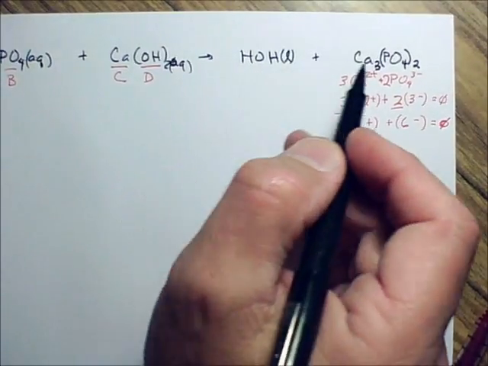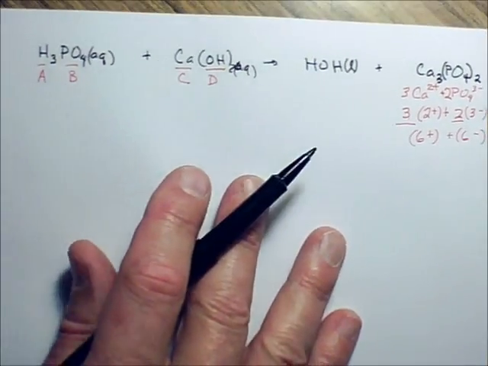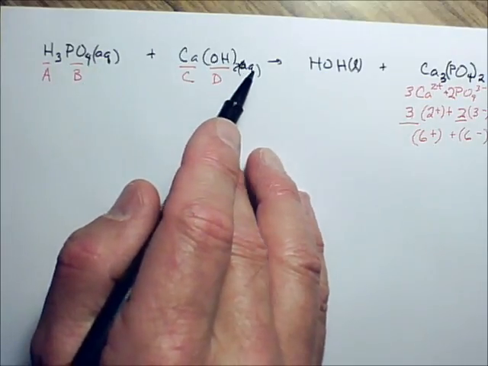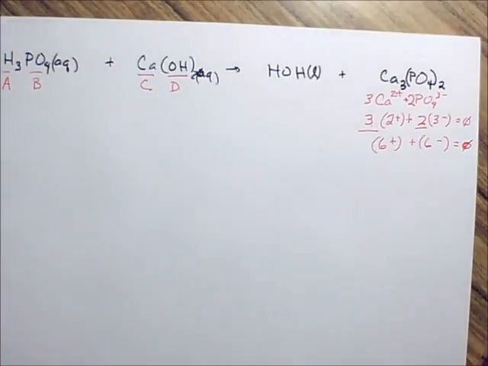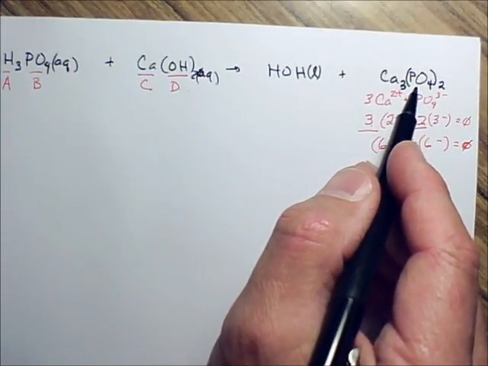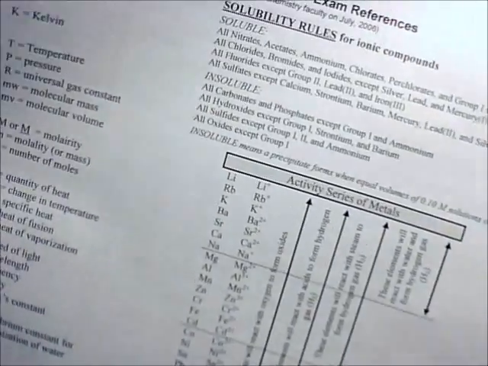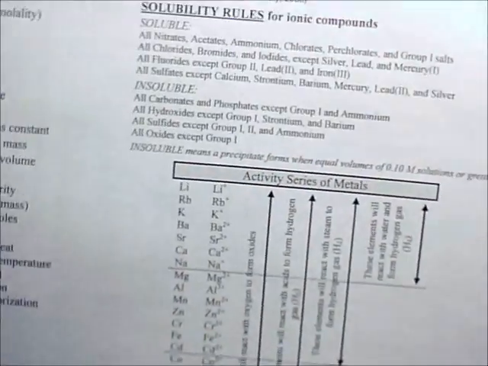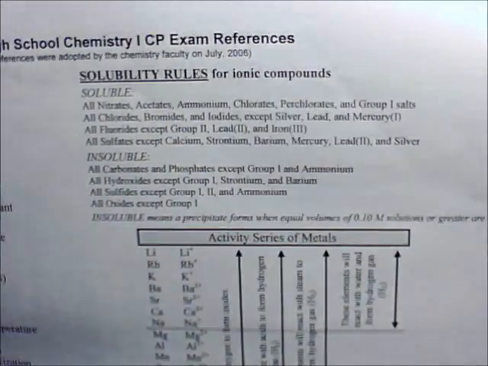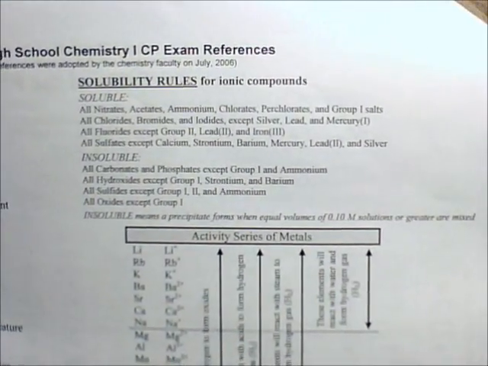Alright, so we've got the formulas balanced, but I still need to know the physical state of this compound. We know there's water around, because it says aqueous on these, and there's a liquid water here. So there's water around. We have to use the solubility rules to figure out if this is going to be either aqueous or a solid. So we need to find either calcium or phosphate on the solubility rules. Okay, and just to speed things up in this class, I'm going to tell you calcium is not listed on here, but phosphate is. So find the phosphate.